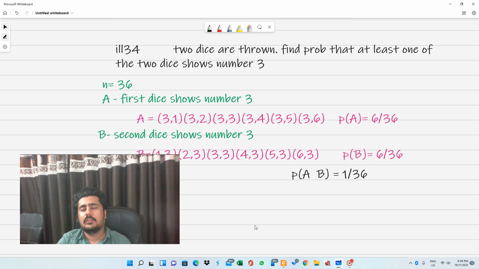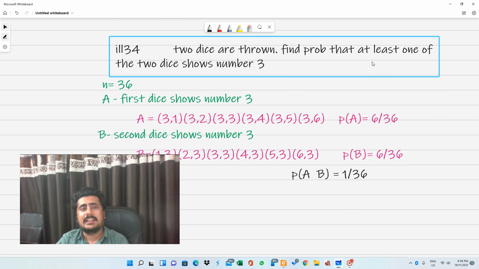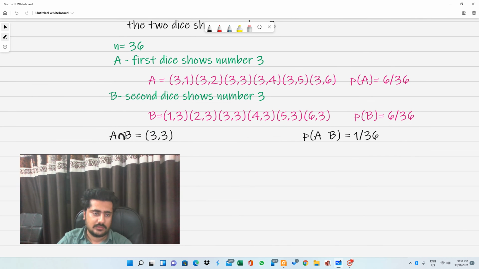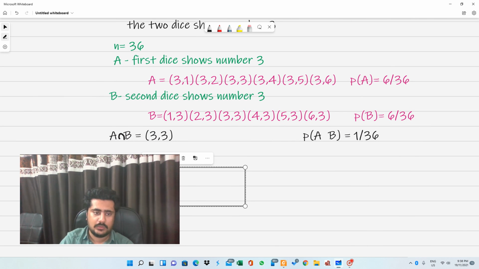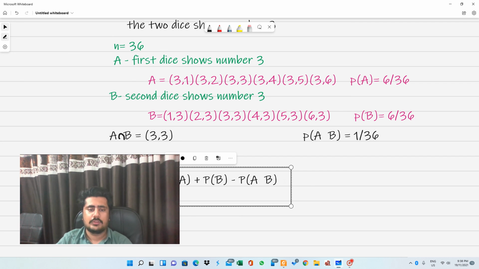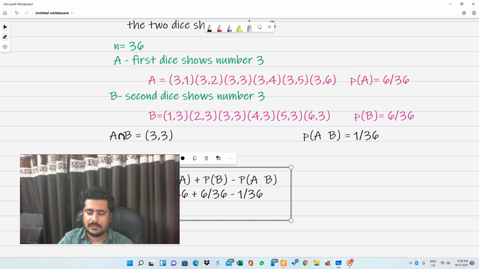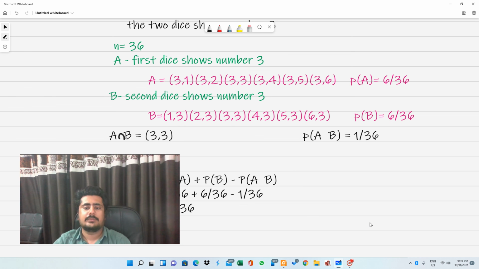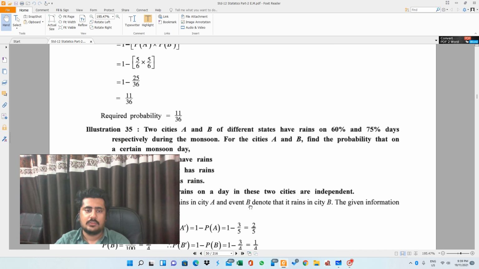Okay. So what I got: A, B and the intersection. I have to find that at least one of the two dice shows number 3. At least means union. You know that at least means union. So it is A union B. Now what is the formula for A union B? It is P of A plus P of B minus P of A intersection B. Now if you solve this formula, it is 6 by 36 plus 6 by 36 minus 1 by 36. 6 plus 6 is 12, 12 minus 1 is 11. So it is 11 upon 36. So this is my answer: the probability that at least one dice shows number 3 is 11 upon 36.